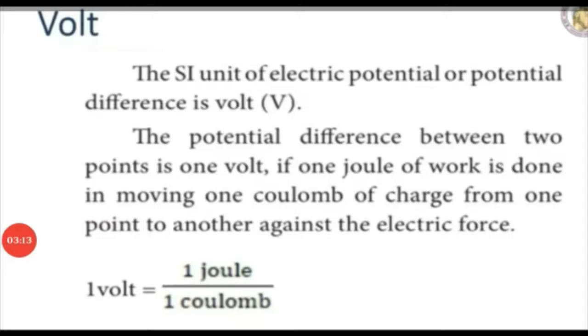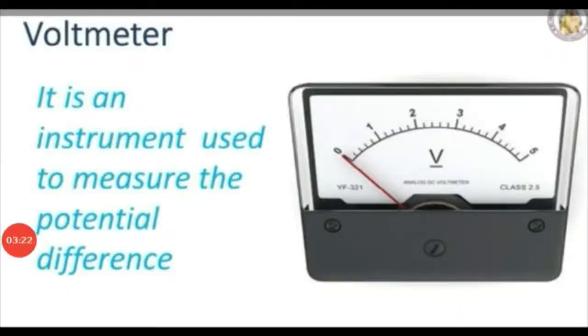So how we will write: 1 volt is equal to 1 joule divided by 1 coulomb. Next one is the voltmeter. Which instrument is used to measure the potential difference? It is the voltmeter. A voltmeter is an instrument used to measure the potential difference.